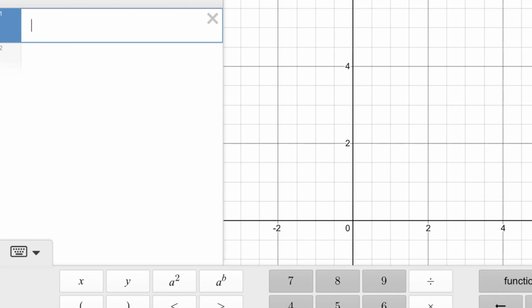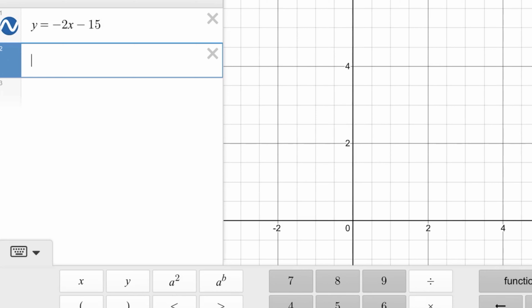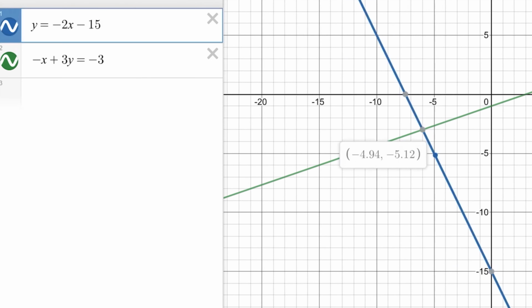Now let's see how this system looks on the graph. We have y is equal to negative 2x minus 15, and our second equation is negative x plus 3y is equal to negative 3. So looking at the graph of this equation, they will meet at negative 6, negative 3, which is the same thing as our solution.